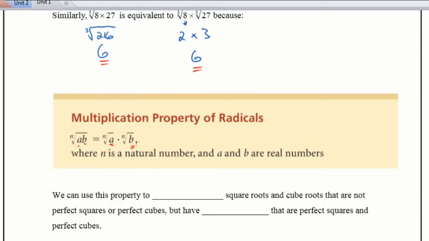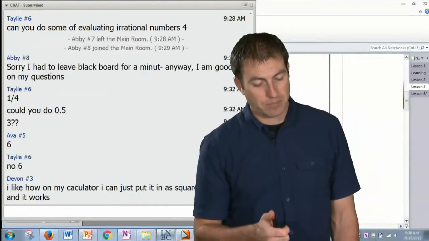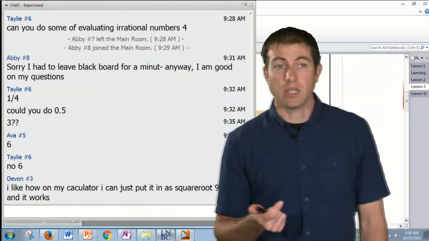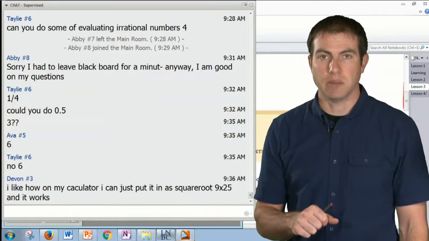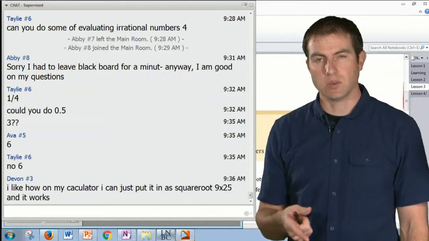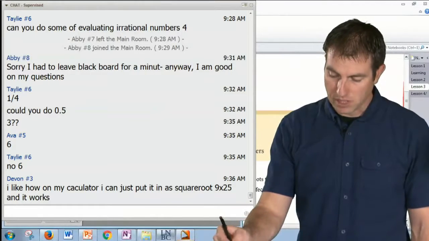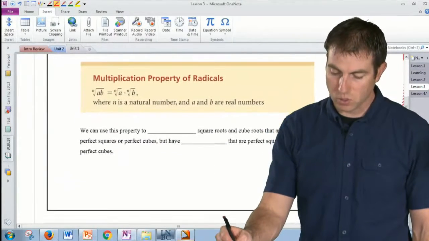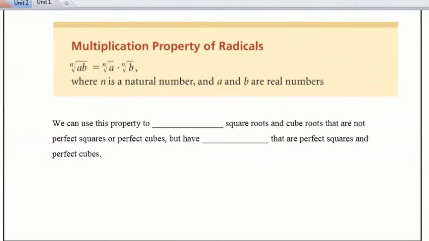Some calculators will do it. That's a good point, Damon. Some calculators are smarter than others, Devin. You can just put the square root of 9 times 25 in and it works. Some calculators don't like these things, and the order of operations gets mixed up and you get the wrong answers. But for these ones, because they're multiplication, generally it should work. But it's not going to help us that much because we're going to have to look at these questions a little differently.